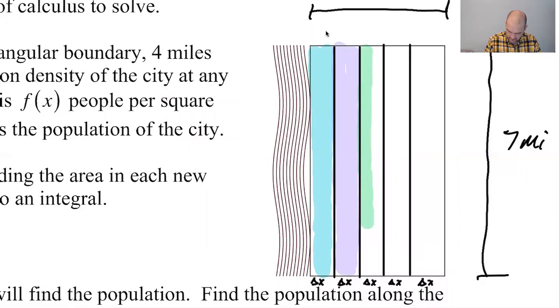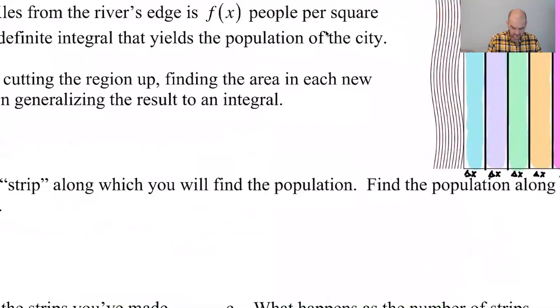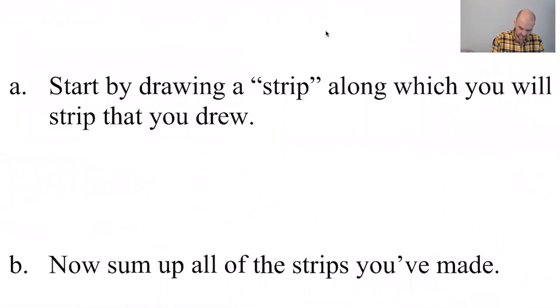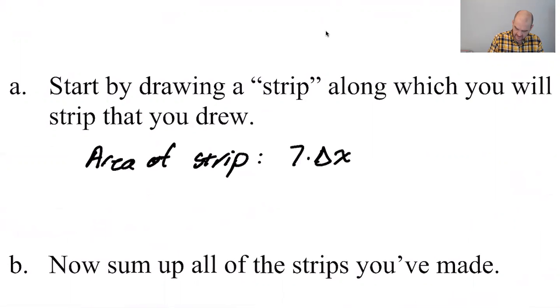Here's another strip. It has an area, but what's the area? The area of this should just be delta x times 7, right? And here's another strip, and it has an area, and then a certain number of people live in this. So this has an area of delta x times 7. And finally, we have another strip that has an area of delta x times 7. So we have a bunch of strips that all have area delta x times 7. So the area of a strip is going to be 7 times delta x.